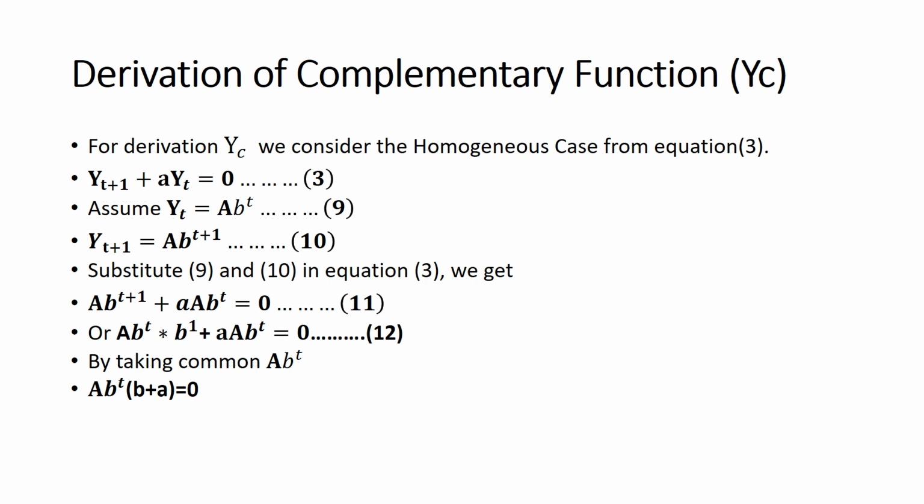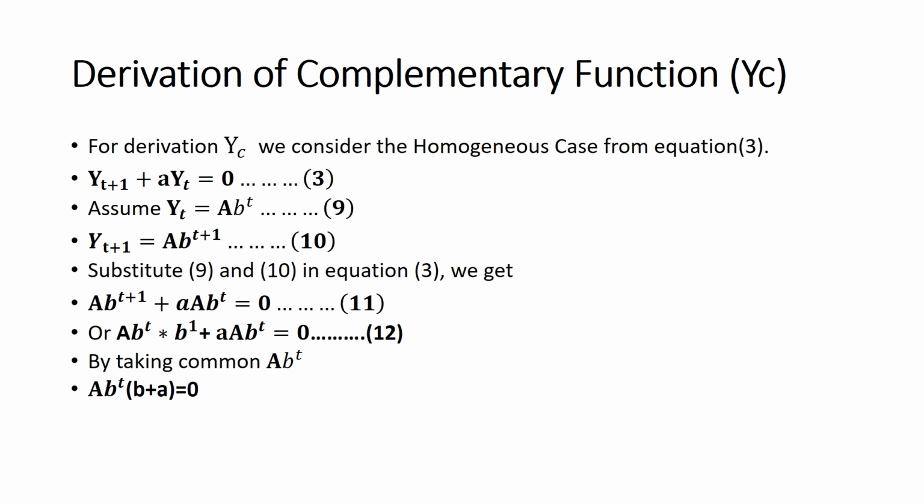For derivation of the yc, we consider the homogeneous case from equation number 3. Equation number 3 is yt plus 1 plus a yt is equal to 0. From our previous knowledge from the differential equation, here we assume the current value, that is yt is equal to A b to the power t. So in the similar fashion, if yt is equal to A b to the power t, then yt plus 1 is equal to A b to the power t plus 1. Here we assume two values. So substitute both values.